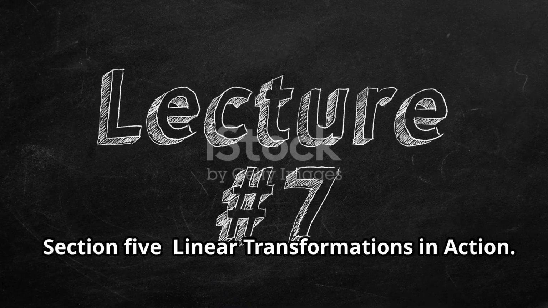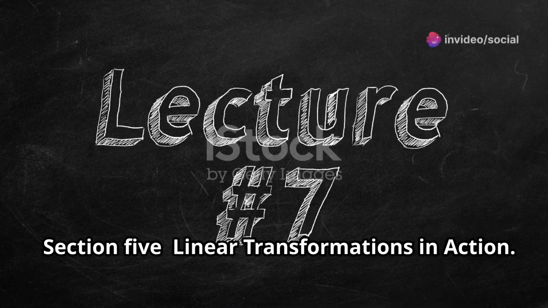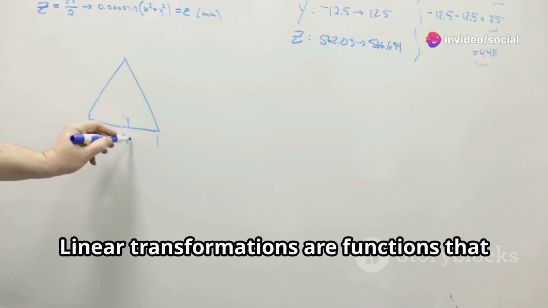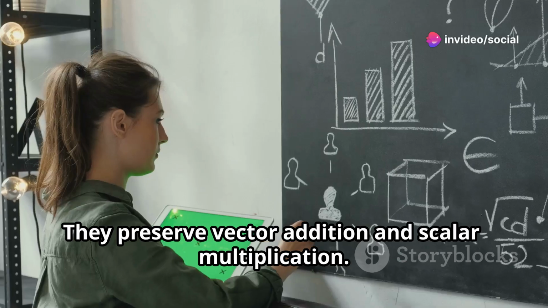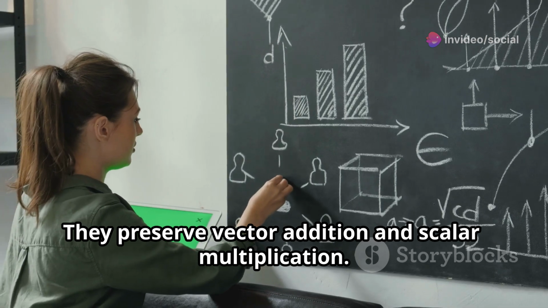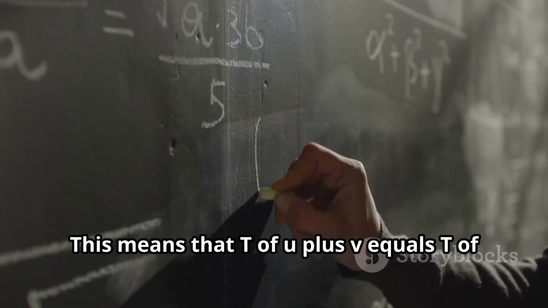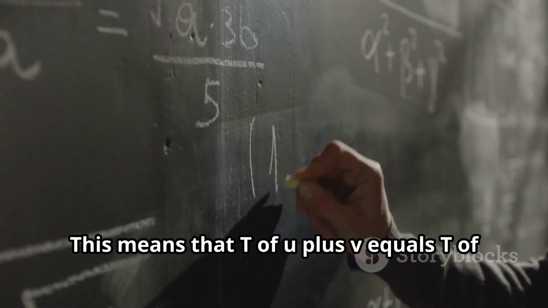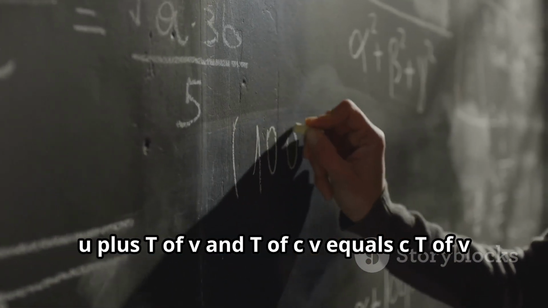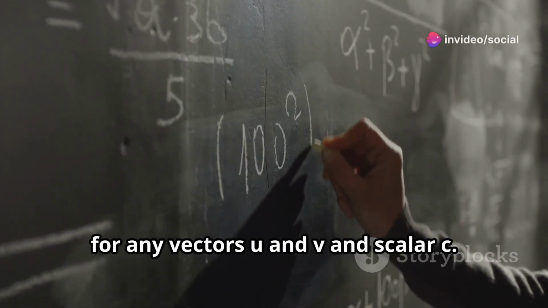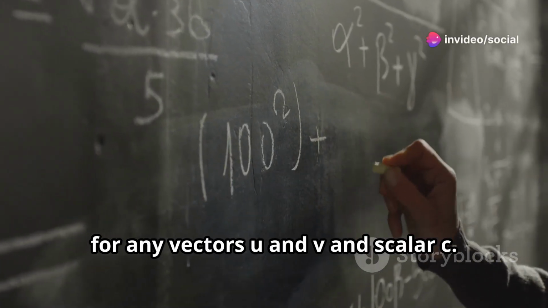Section 5. Linear transformations in action. Linear transformations are functions that map vectors to other vectors. They preserve vector addition and scalar multiplication. This means that T(u + v) = T(u) + T(v) and T(cv) = cT(v) for any vectors u and v and scalar c.